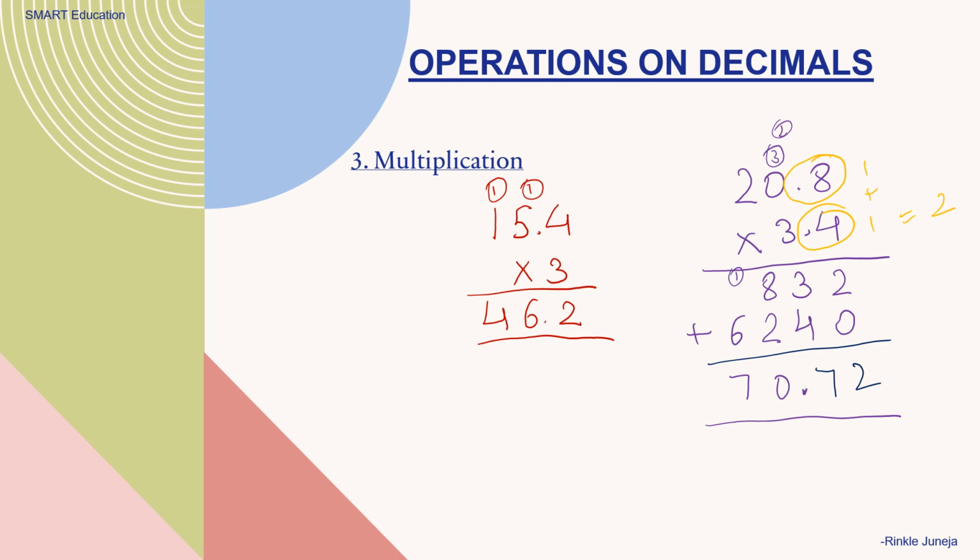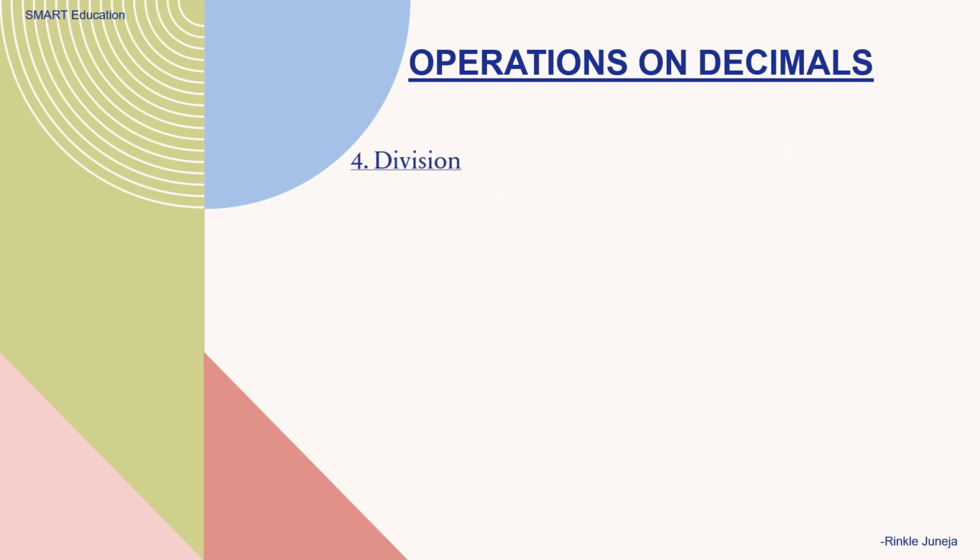Let's move on to the next operation, which is division. Now let's try 3.6 divided by 2. So we'll do it normally, like 2 ones are 2. So 3 minus 2 is 1. We take down 6. Now 6 is after the decimal point, so we put a decimal point over here in the quotient. Now 2 8s are 16. So the answer is 1.8.